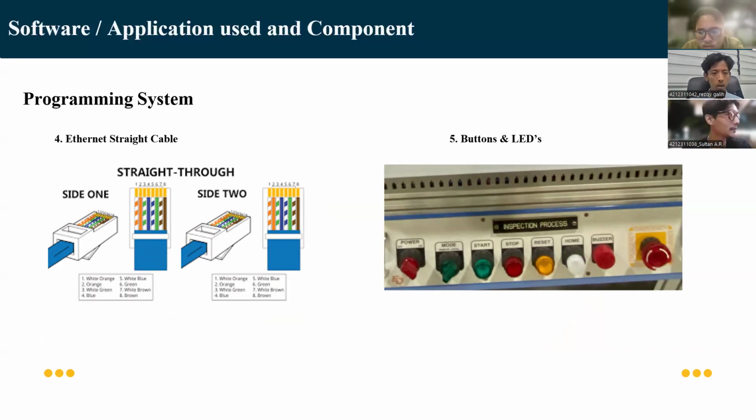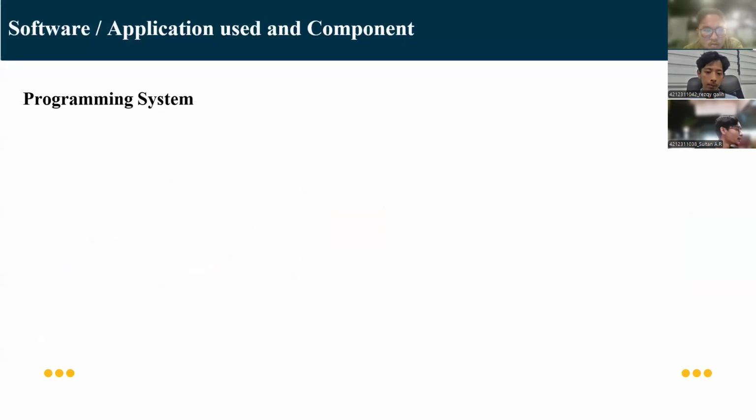I will explain the next software or applications used and components based on our team's use. This one is the programming system. We use an Ethernet cable to communicate between the PLC and Wago IO. Number five is the button and LED for the local controller.